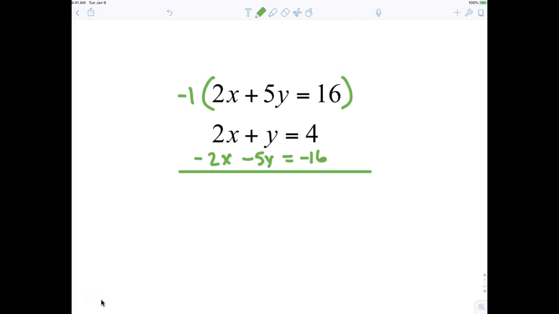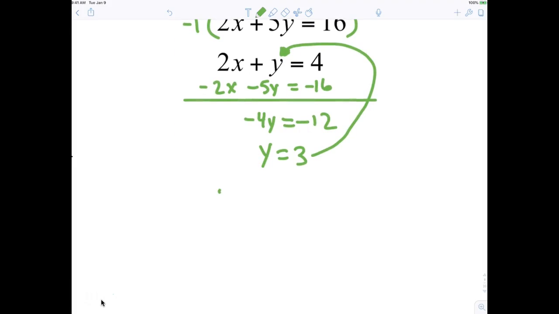When I add them, I get what? Negative 4y equals negative 12, so y equals 3. Now that I know y equals 3, it'll be really easy if I just plug it in right here. Do you agree? All right. So now 2x plus 3 equals 4.